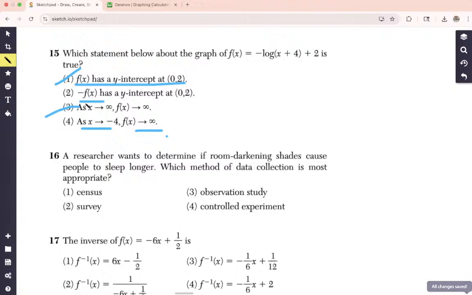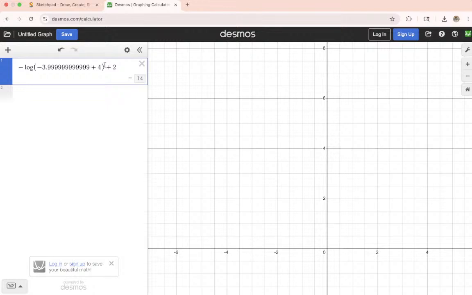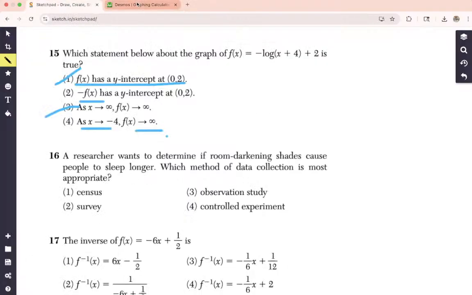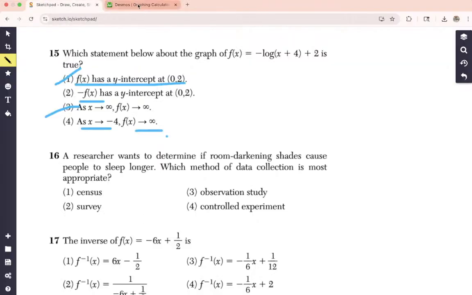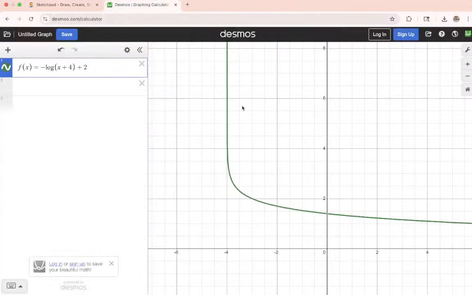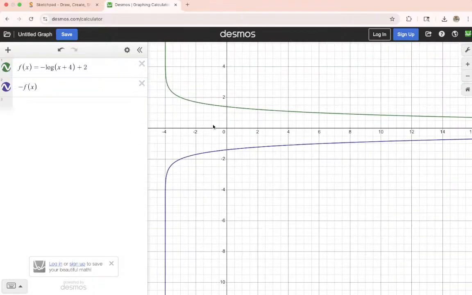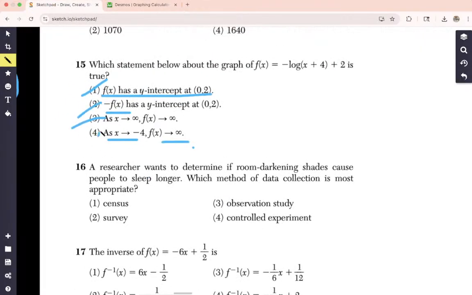If you look at answer choice number 2, f of x has a y-intercept at 0, 2. Well, if f of x is equal to negative log of x plus 4, and then plus 2, then negative f of x is going to be this graph, but flipped around. So negative f of x is going to look like this. It's just the same thing, but flipped around. It does not have a y-intercept at 2. So yeah, we can cross that out.